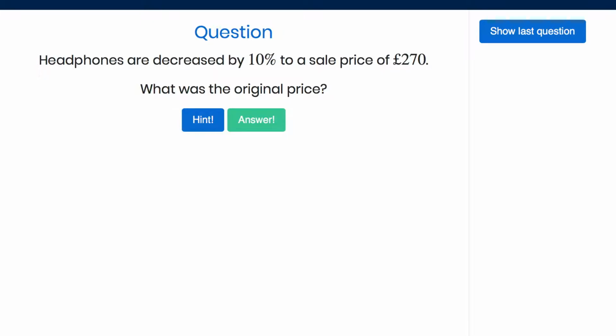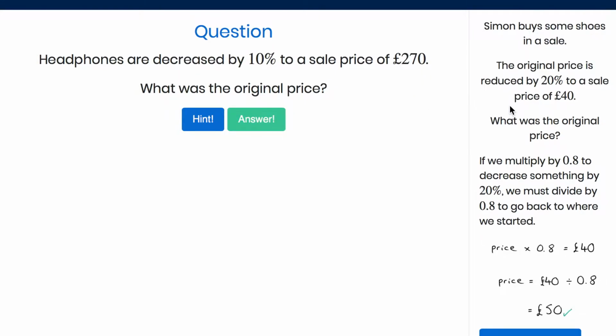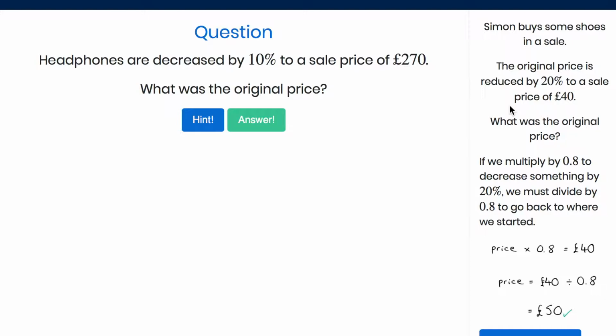Here is another example. Headphones are decreased by 10% to a sale price of £270. What was the original price? Follow the method from the last question shown here on the right hand side. Pause the video and have a go.